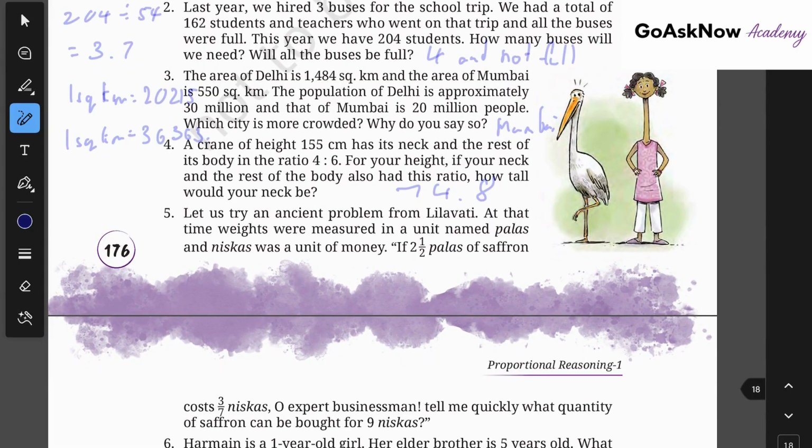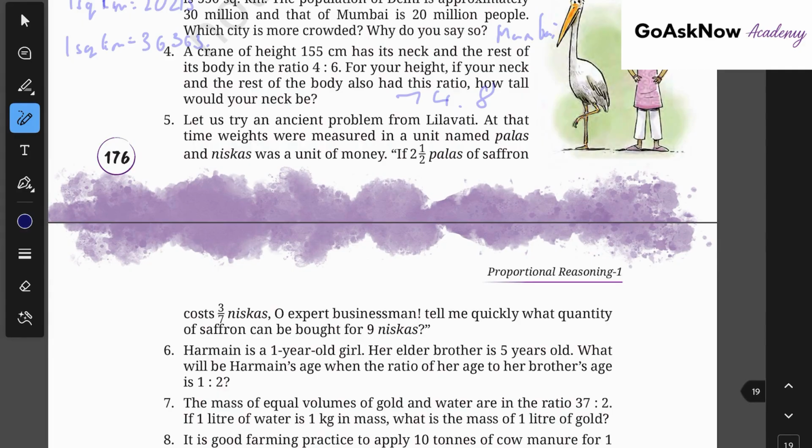Question 5. Let us try an ancient problem from Lilavati. At that time, weights were measured in the unit named palas and niskas, as was the unit of money. If 2.5 palas of saffron cost 3/7 niskas, O expert businessman, tell me quickly what quantity of saffron can be bought for 9 niskas.